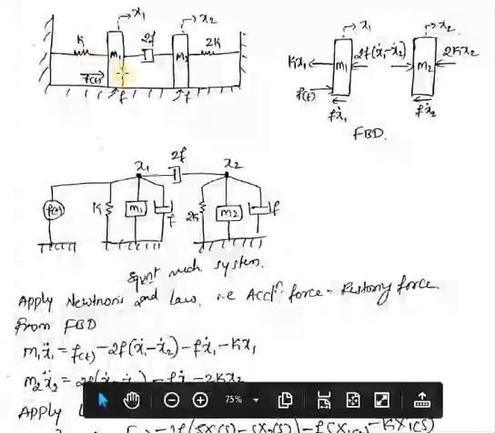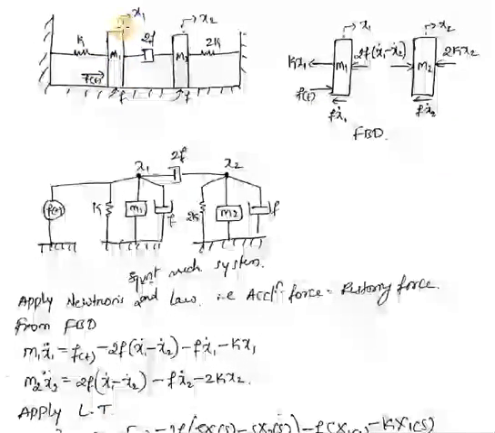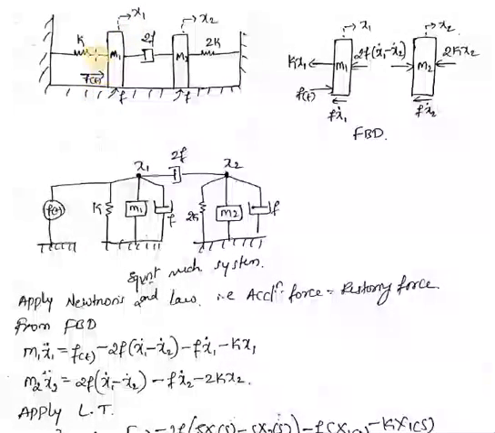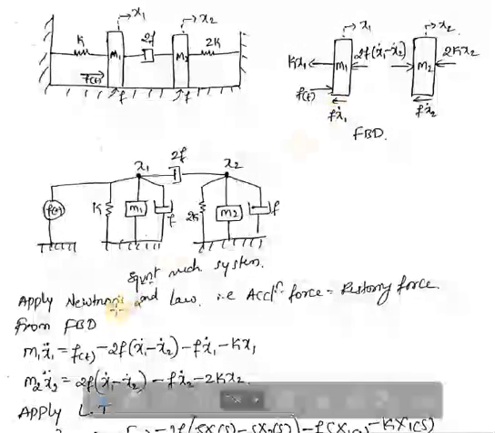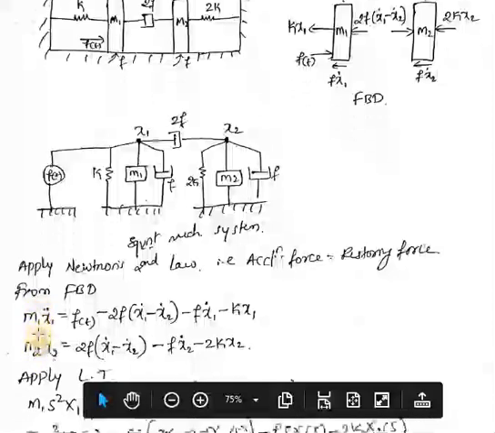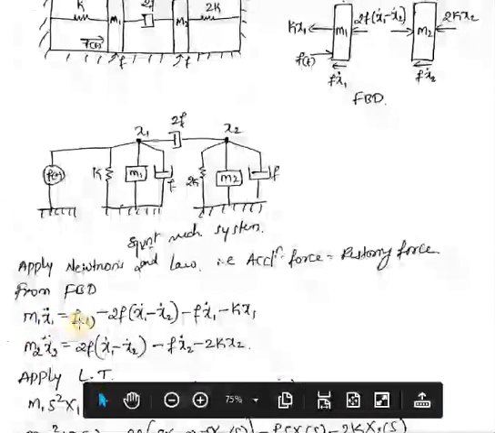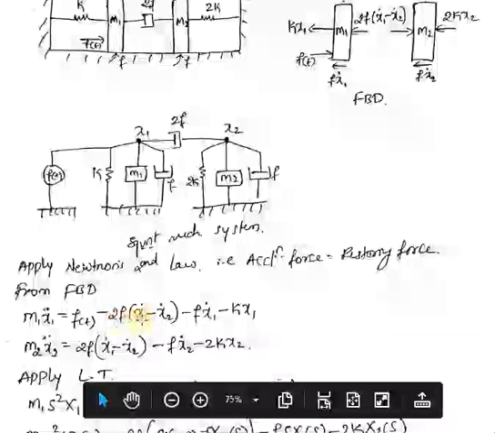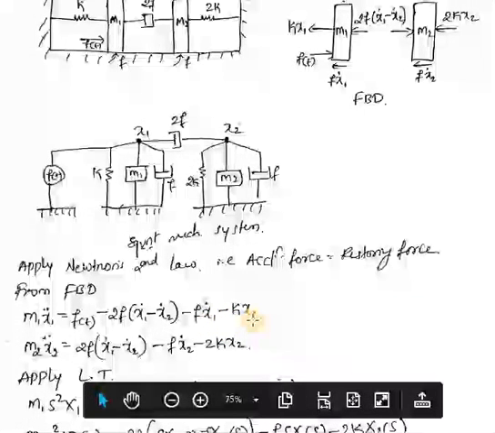For the mass m1, the displacement is in the positive x direction, the acceleration force will be in the same direction, and this f of t is also in the same direction. But the spring force and damper are in the opposite direction, and the force due to friction is also in the opposite direction, so take those terms as negative. So m1 x1 double dot is equal to f of t minus 2f into x1 dot minus x2 dot, because it is in the opposite direction, minus f into x1 dot minus k into x1.